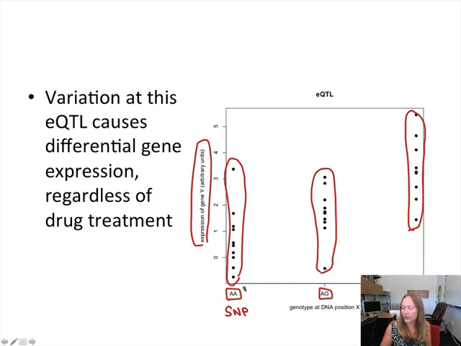But I'm just trying to show you that the genotype at one SNP can be very, very correlated to the amount of expression of a nearby gene. So here I'm trying to show that there's a relationship between this genotype and how much expression you're getting. And this is without drug treatment. This is just a basal difference.